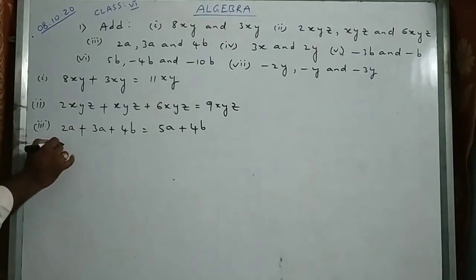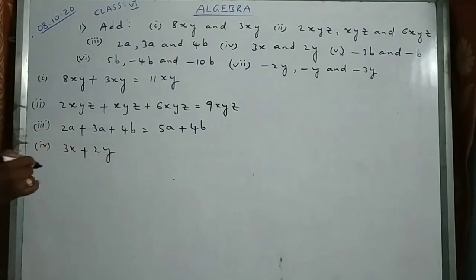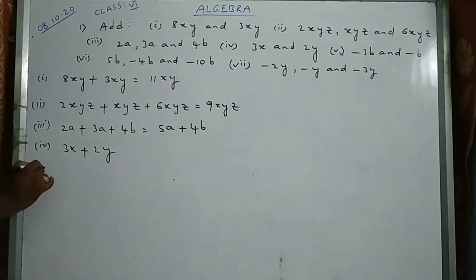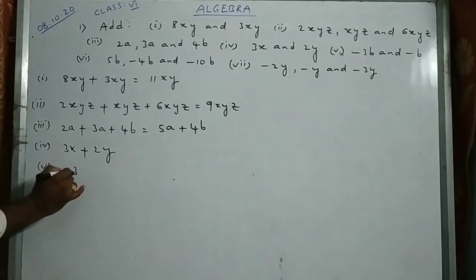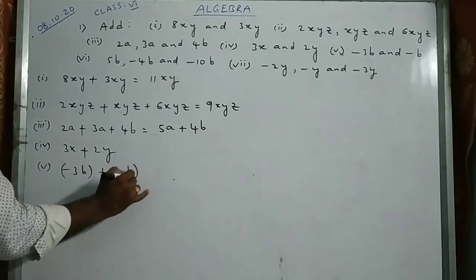Fourth, 3x plus 2y. This is the final answer because x and y, like terms or unlike terms? Unlike terms. So we cannot add them. Remember that. Okay. Next one, minus 3b plus minus b.